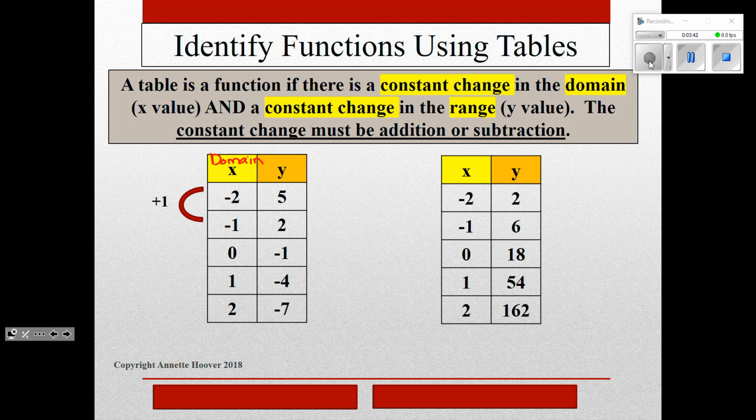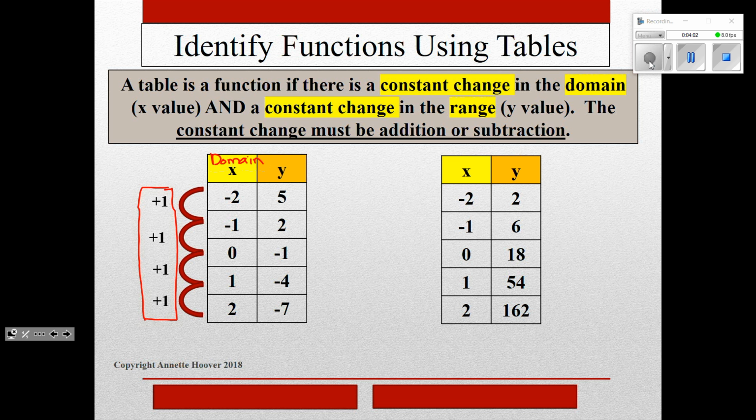Then we go to the next one. From -1 to 0, that is a +1. From 0 to 1, that is a +1. And from 1 to 2, that is a +1. This is what we call a constant change in the domain. Each time it goes up by 1.